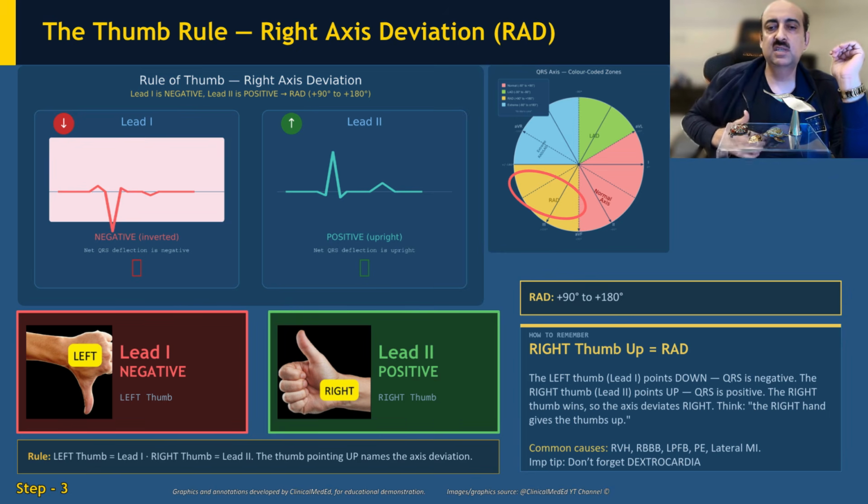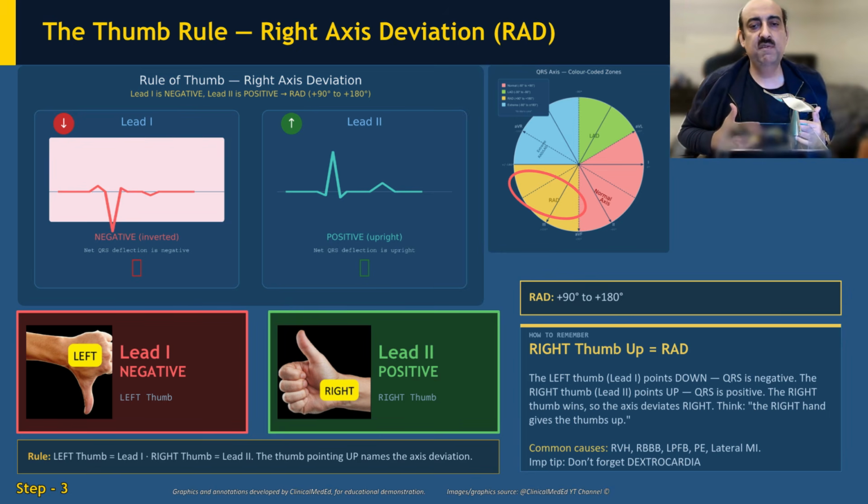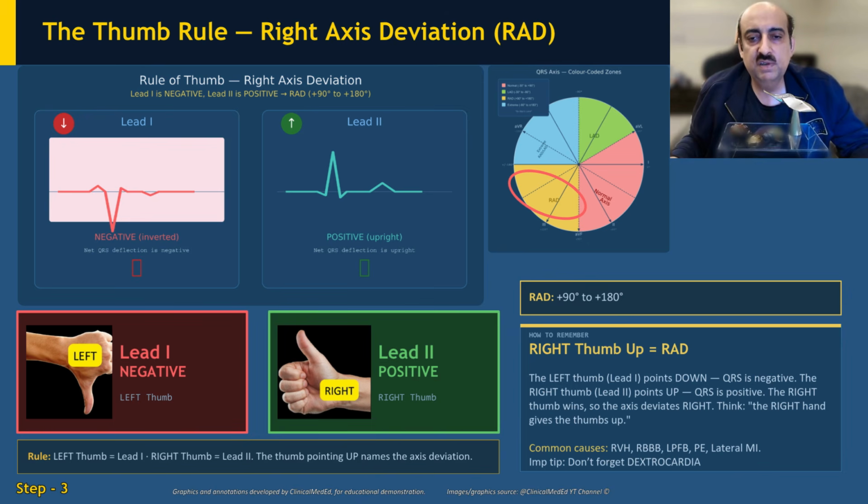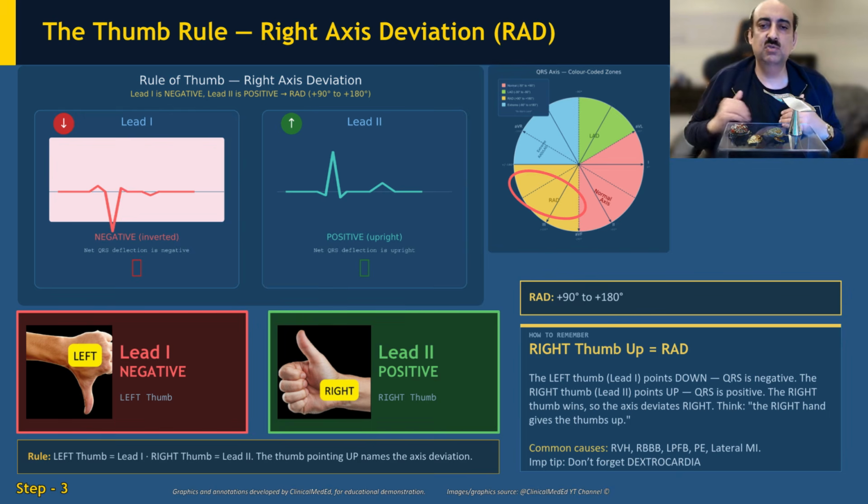If the right bundle branch is not depolarizing, the left bundle branch will have to sequentially depolarize the right side of the heart, leading to the deviation of the vector or the axis to the right. Same is left posterior fascicular block. Again, similar mechanism: the posterior fascicle is blocked, the anterior one will depolarize. So again, the direction of the vector will be deviated to the right. Same applies to pulmonary embolism and also lateral wall myocardial infarction.